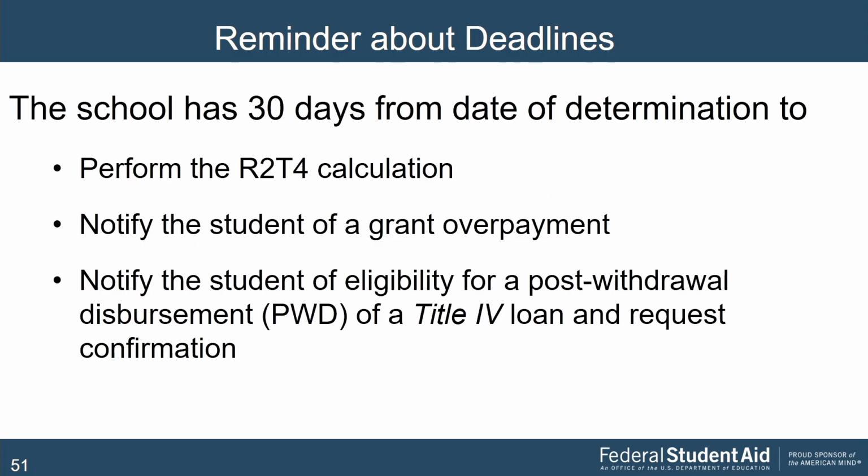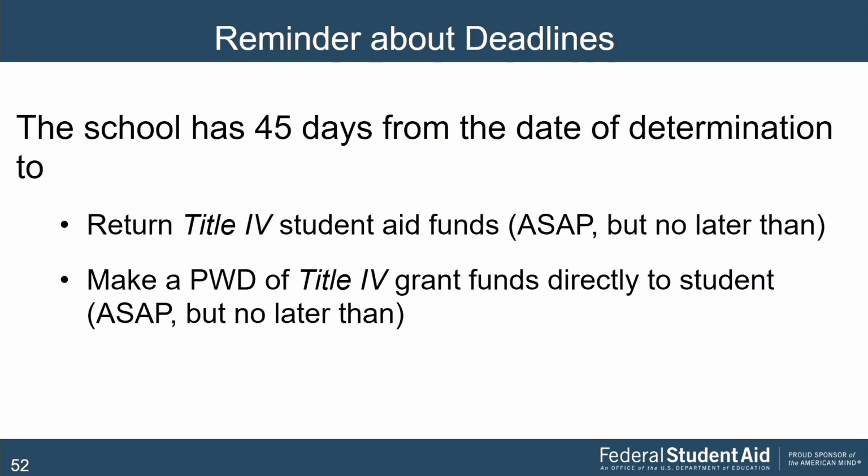And the reason these are so important is there are deadlines. There are certain things that you're required to do that are triggered off these dates. You have 30 days from the date of determination to perform a return of Title IV calculation, notify the student of a grant overpayment, and notify the student they're eligible for a post-withdrawal disbursement of a Title IV loan and request confirmation that they want that loan. At 45 days from the date of determination, you have to return the funds. You can do it sooner, but no later than 45 days. Make a post-withdrawal disbursement of Title IV grant funds directly to the student. Again, you can do it earlier, and we'd like you to do it earlier, but no later than 45 days from the date of determination.